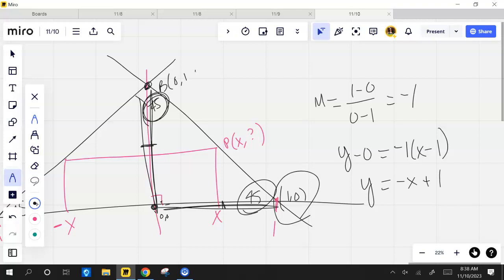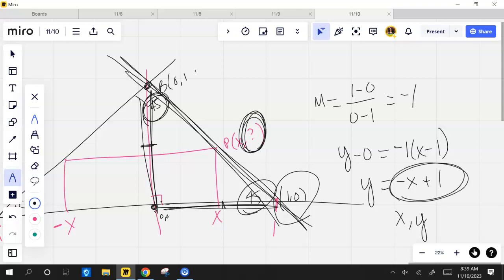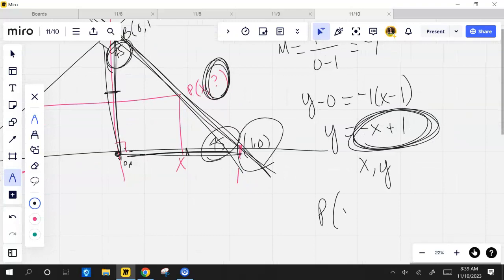So what did it say? Express the y coordinate of P in terms of x. Well, you just had the equation of the line. Any point on this line has the point x, y. Do you agree? On this line right here. So instead of putting y, what does y equal? Negative x plus 1. So that point is x, negative x plus 1. That's A.